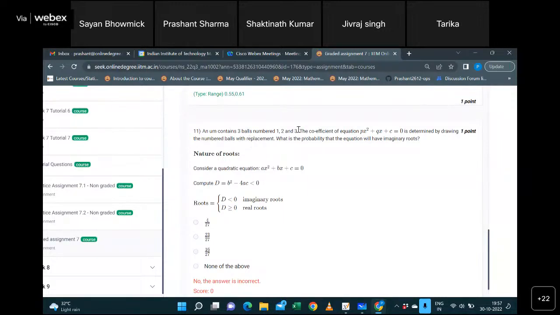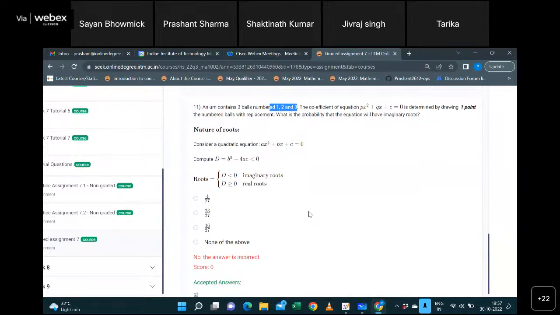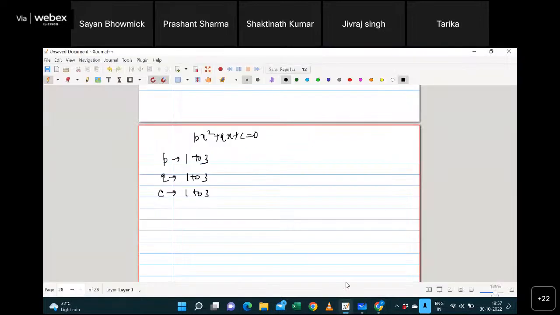And how many numbered balls do we have? 1, 2, and 3. Correct. It's clear. So it's 1, 2, 3, 1, 2, 3, 1, 2, 3. So the total number of possible outcomes is what?